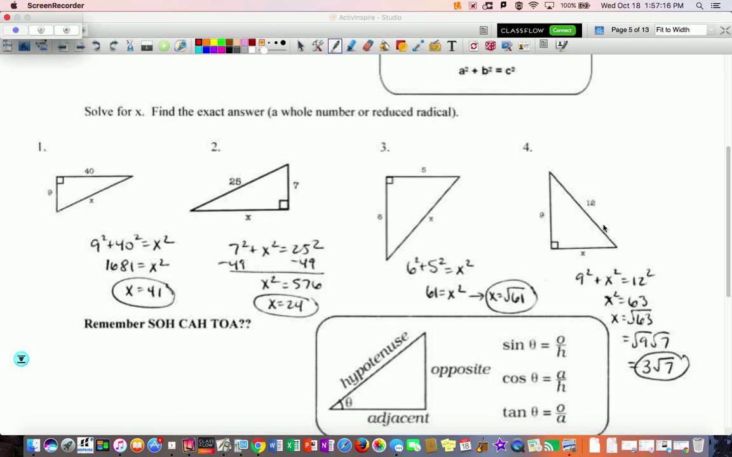And then on this one, if you do 12 squared is 144, minus 81, you get 63. However, 63 can be broken into square root of 9 and the square root of 7. Square root of 9 is 3. Leave the square root of 7 alone. So this is the best answer.